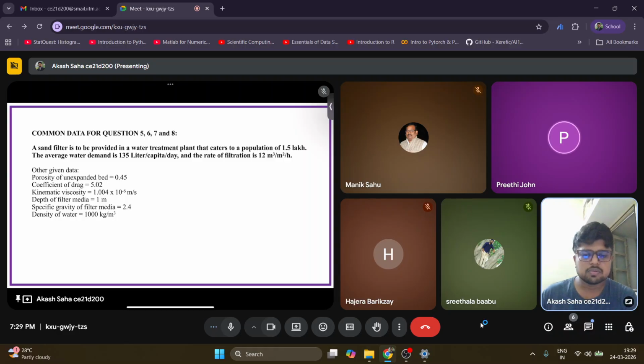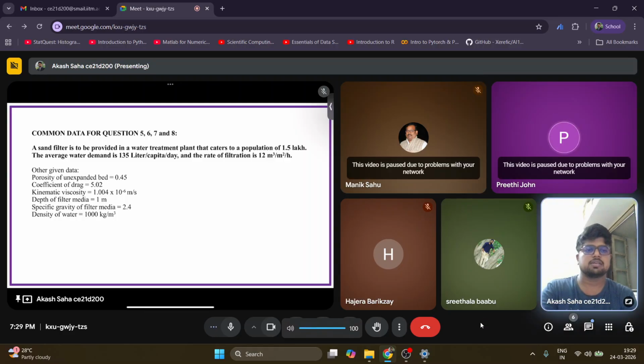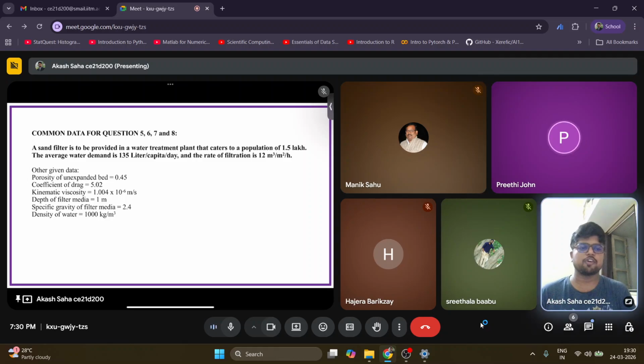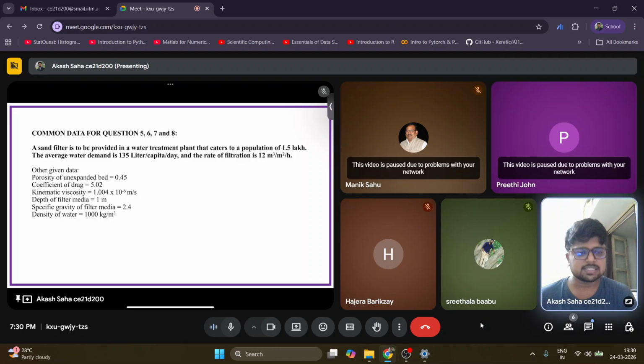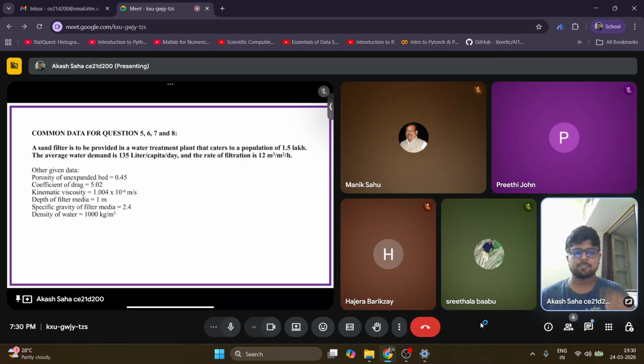Root of 4 into rho g, rho s minus 1, into g into d s, divided by 3 C_d. You have to use that formula. No, don't use the Stokes law formula, because here it is not a laminar condition, or we don't know, the condition is not given here. So use the basic general equation. Don't use the Stokes law equation. So that is the point. So tell me the value. What is the particle size? 0.65 mm.